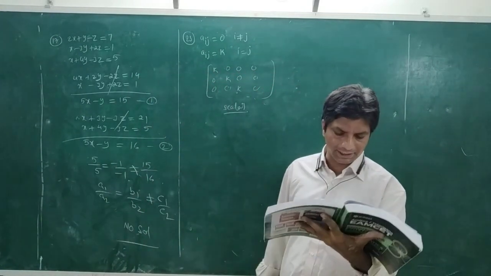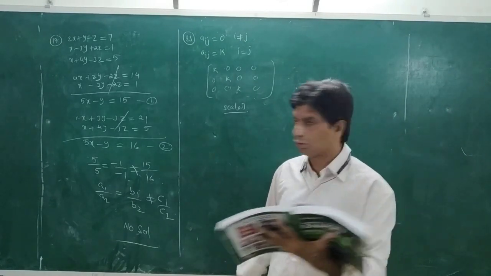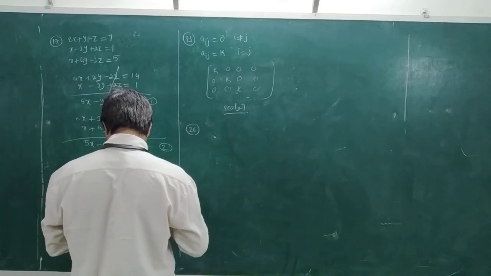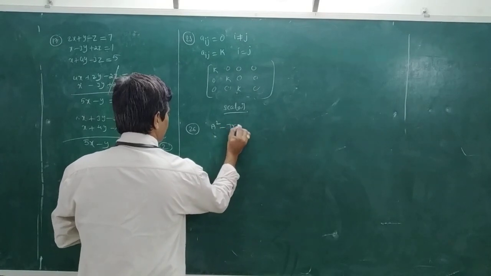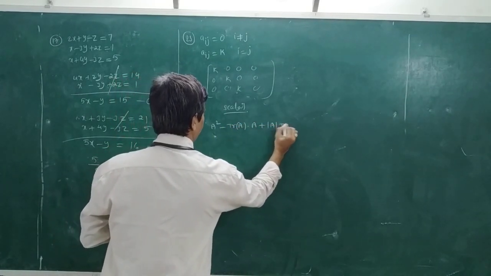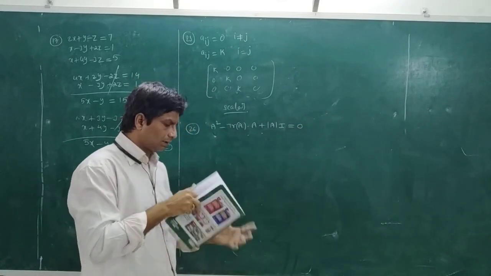Next, 26. Note down. Characteristic equation of a 2 cross 2 matrix. 24, 25 we will do later. So what is the characteristic equation? A square minus trace of A into A plus determinant of A into I equal to 0. Note down this condition and find the value.